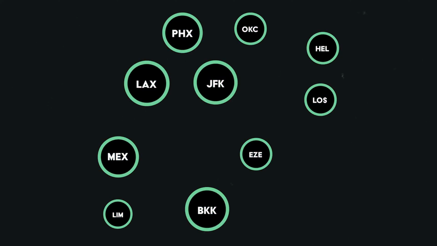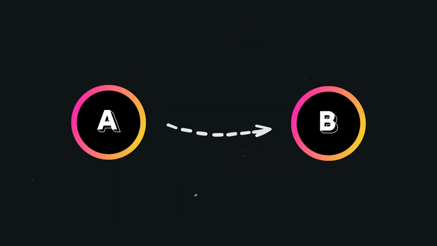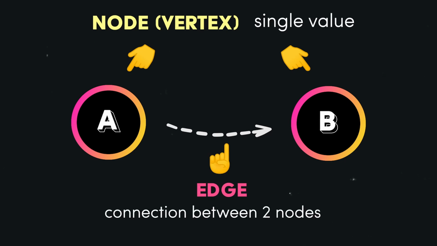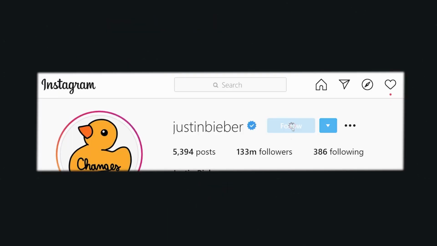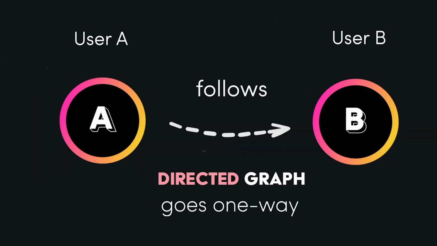A graph is a non-linear data structure that contains nodes and edges. A node or vertex is just a single unique value, while an edge represents a connection or relationship between two of these nodes. Think of something like Instagram. Every user is a node. Every time you follow a user, you create a new edge connecting two nodes together. This is known as a directed graph because the relationship flows one way: the follower follows the following and not vice versa.